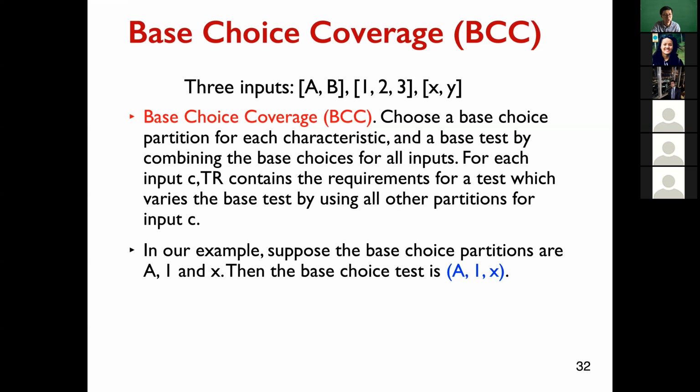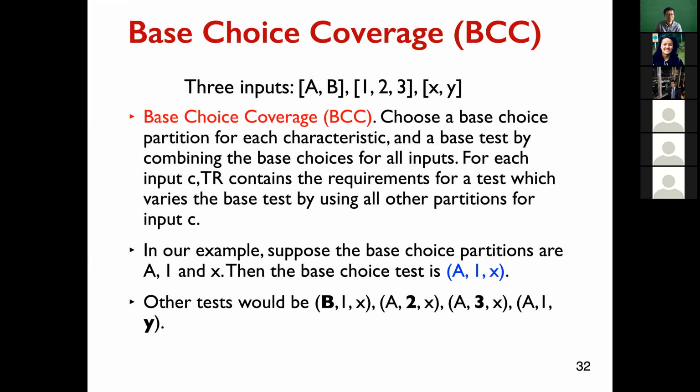For this example, we choose a base choice for each input. We choose A for the first input, 1 for the second input, X for the third input as the base choice. So then we have a base test, which is A1X, right? And then, based on the base test, we vary each input one at a time, right? First we vary from A to B for the first input. In the second test case, we vary from 1 to 2 for the second input. We do this for all other choices of each input, right?